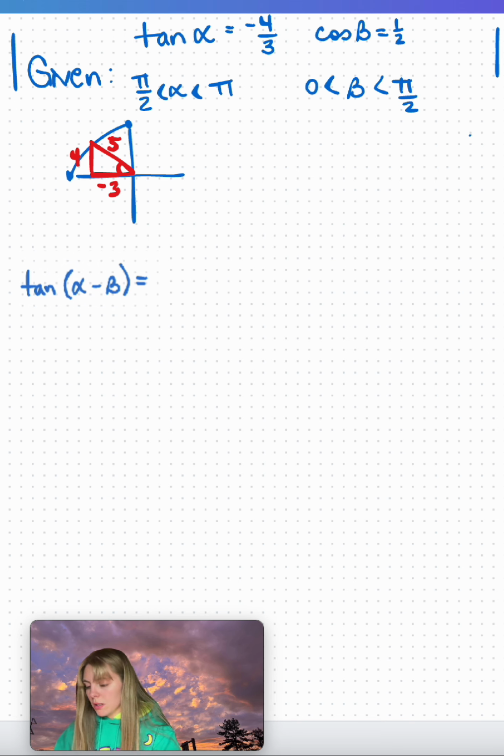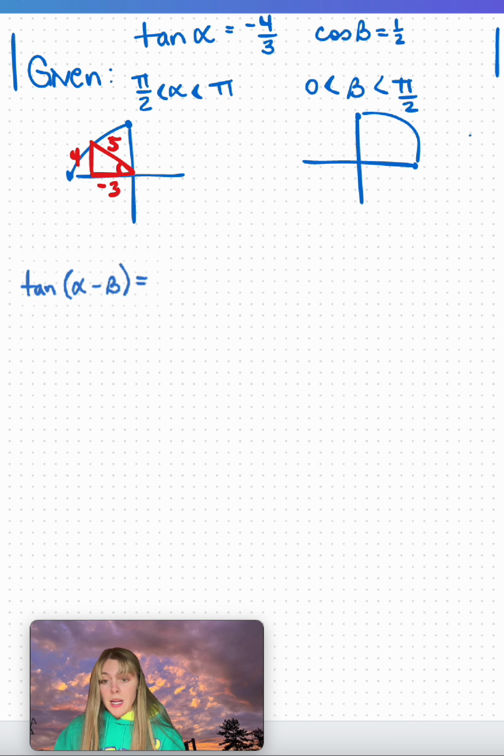Now, we can draw another triangle. So for beta, I see we're in the first quadrant because the domain is between 0 and pi/2, so we're somewhere over here. Okay, cosine of beta is 1/2. I'm going to draw my triangle here, and again, we actually have a special right triangle. You could also solve this unknown side using Pythagorean theorem. I have my alpha triangle drawn in red, my beta drawn in blue.